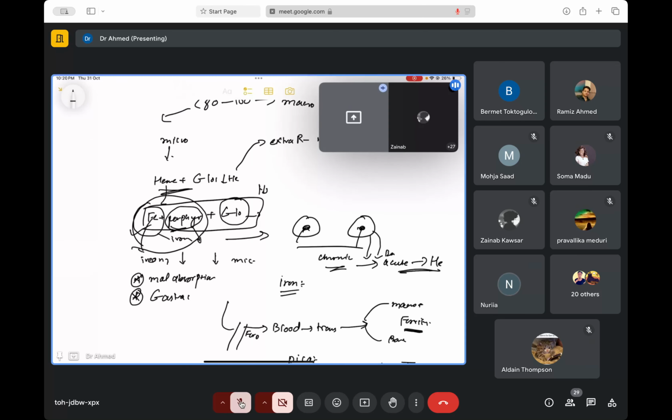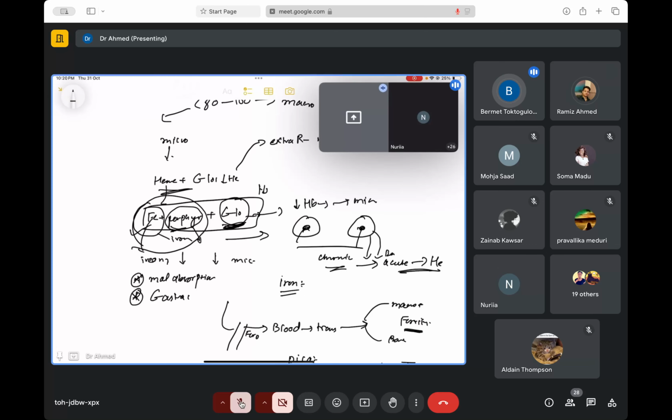So if you have any pathologies that are associated with the globin chains, it means you are going to see less hemoglobin being formed. Less hemoglobin is going to give you microcytic anemia, right? So all of the pathologies which are associated with these globin chains are going to give you microcytic anemia. And what are those pathologies?